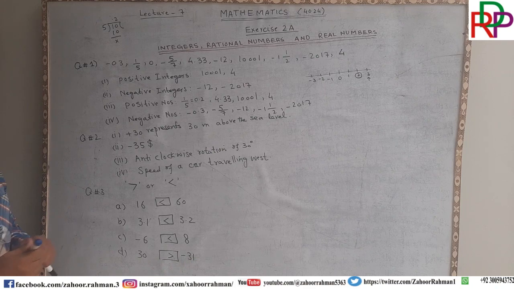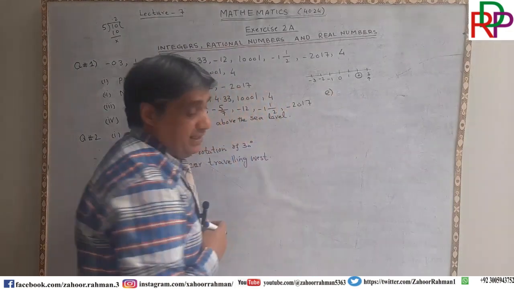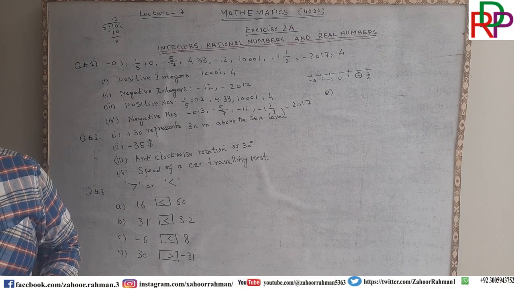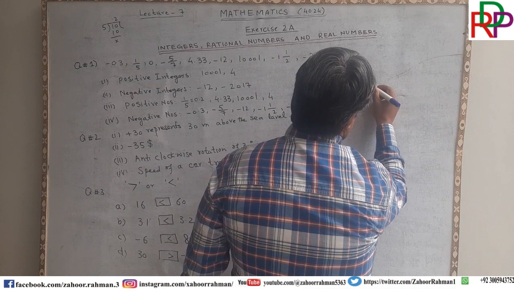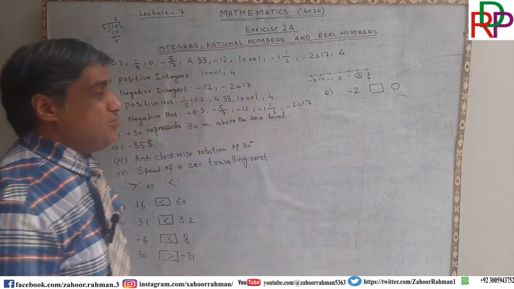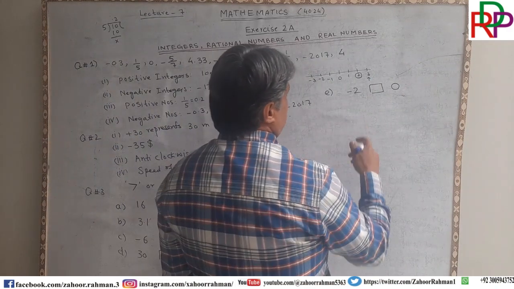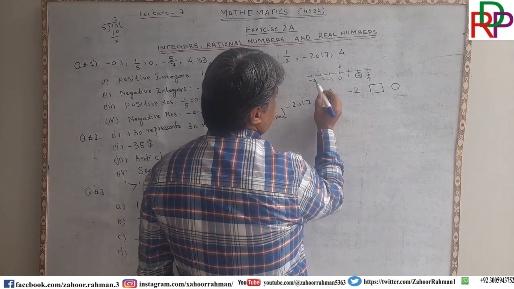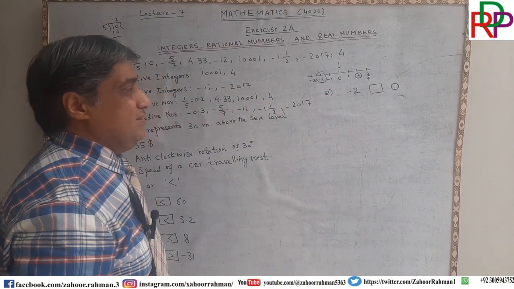The next one is the E part. The E part is saying minus 2 and 0. Now we have to put a symbol, whether minus 2 is greater than or less than 0. Remember that this 0 is on the right side of this minus 2, so it means 0 is greater.